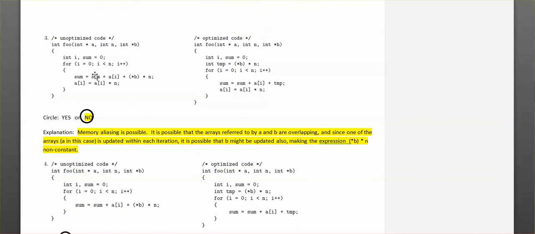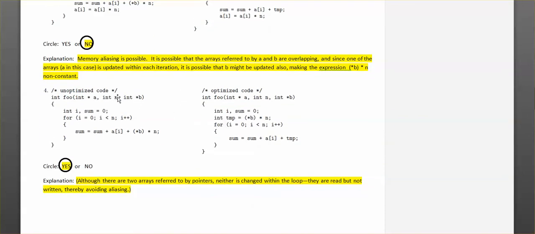Third one. Now we're going to look at an inner loop that's got an array being accessed. A sub i is being read, star b is being read, and in this case a sub i is being written to as well within the loop. So since a and b are both pointers, the compiler would not try to take out the star b times n. The idea being that star b times n might be a constant. But if star b accesses an element inside the array, because they're overlapped, then we have this aliasing problem. So the compiler would not do that.